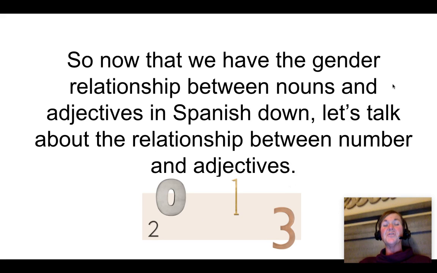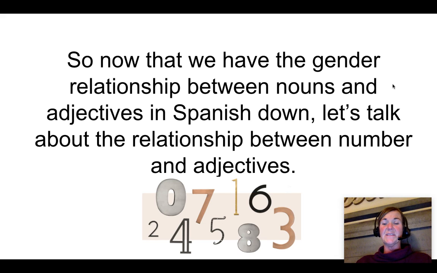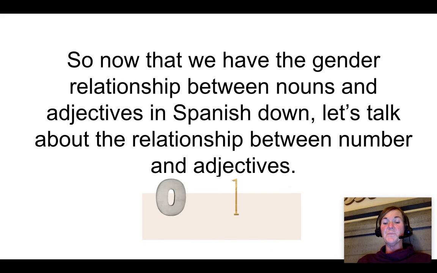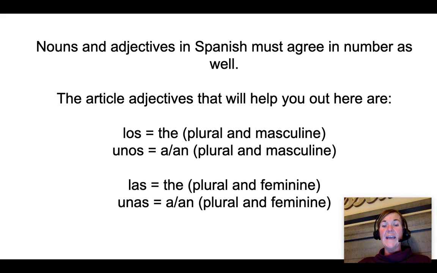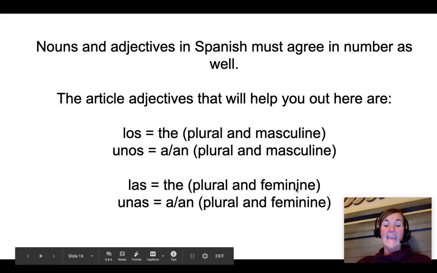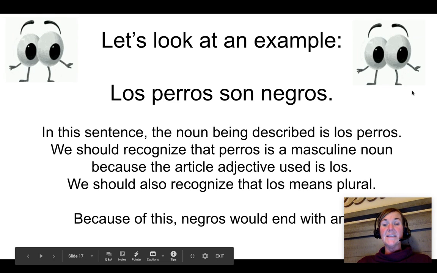So now that we have the gender relationship between nouns and adjectives in Spanish down, let's talk about the relationship between number and adjectives. So nouns and adjectives in Spanish have to agree in number as well. And so the article adjectives that will help you out here are los, which is the plural for masculine, and unos, which is the plural for masculine, but for a or an. For feminine, we have las, the plural for feminine, and then unas, the plural for feminine, but for a and an.